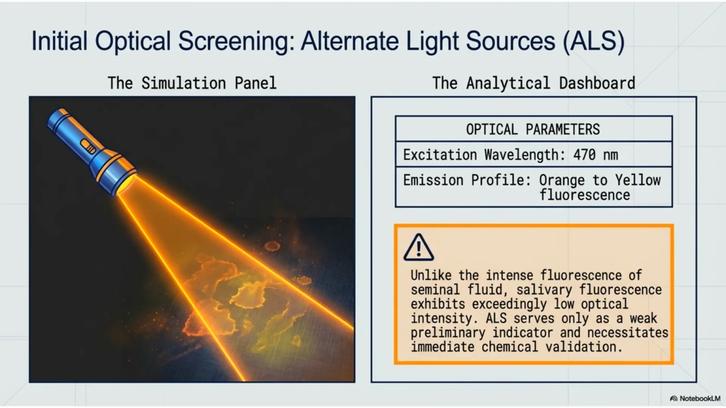Initial optical screening uses alternate light sources, or ALS, with an excitation wavelength of 470 nanometers, yielding an orange to yellow fluorescence. Salivary fluorescence is weak, necessitating immediate chemical validation.